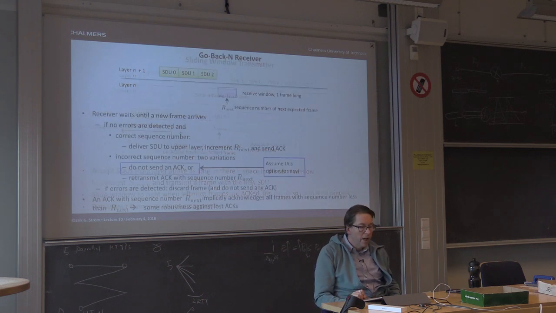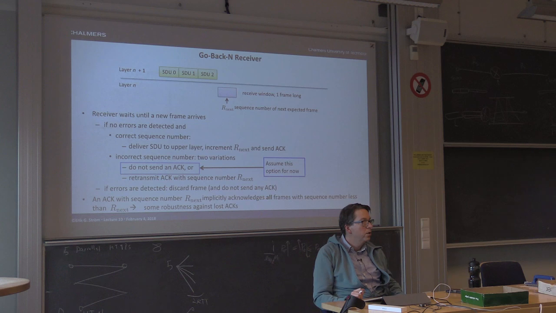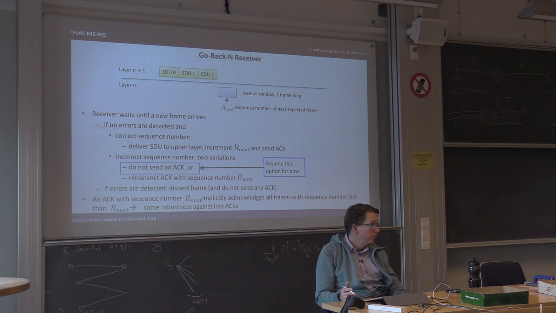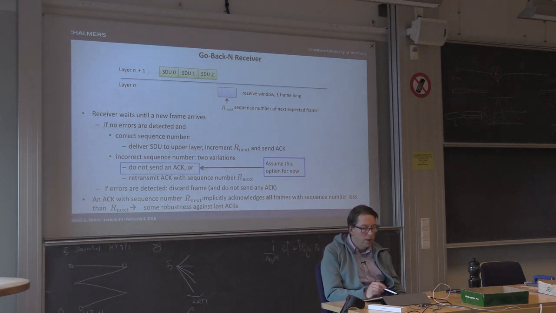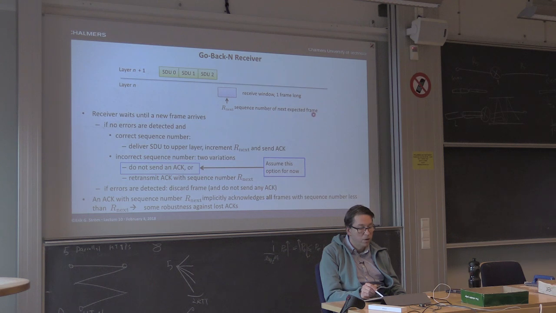So let's look at Go Back N. It has a particular type of receiver, which is basically the stop and wait receiver. We maintain a state variable, rNext, which is the sequence number of the next frame that is expected. We have a receive window which is 1 frame long, a buffer space in the receiver. These service data units are those that have already been delivered and acknowledged to the transmitter.